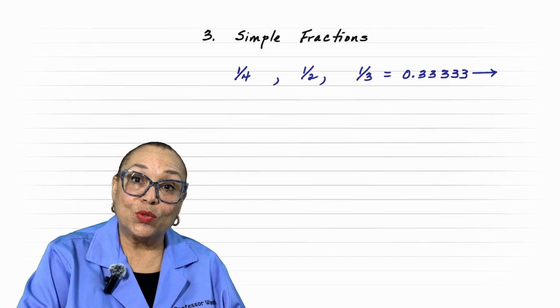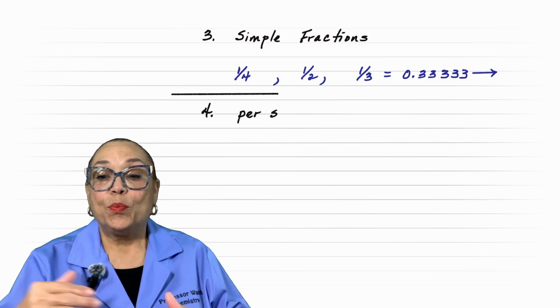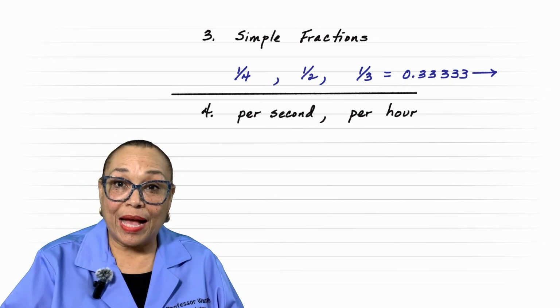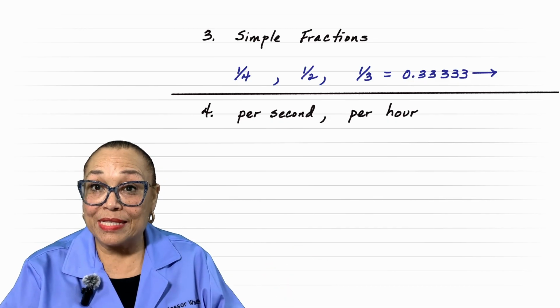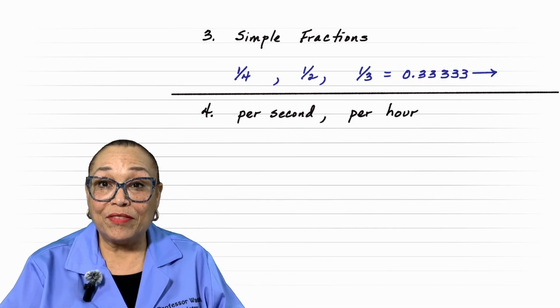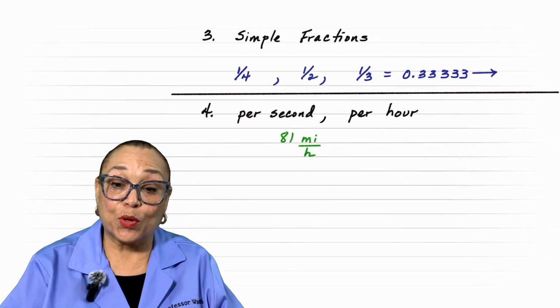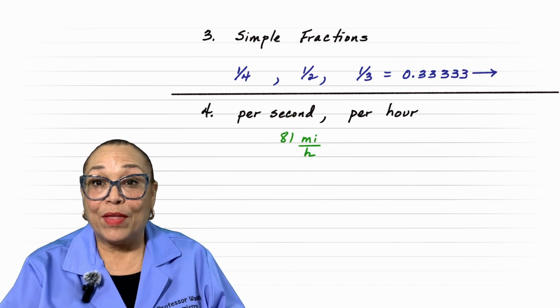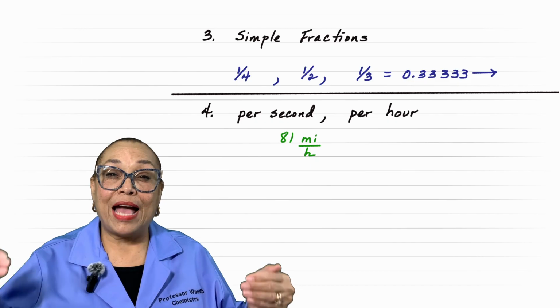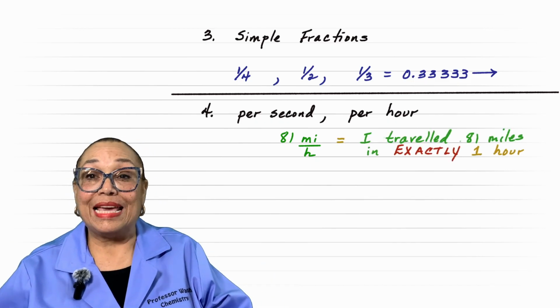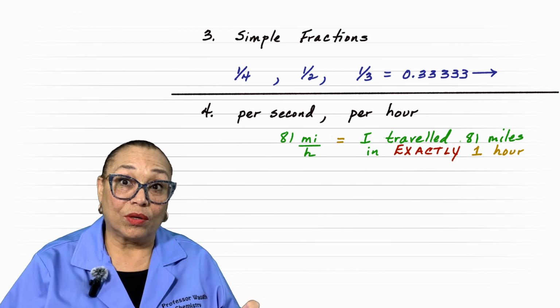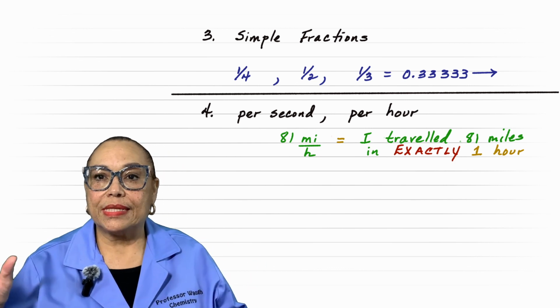Now let's go to rule number 4. Per second, per hour. True story. I got a ticket one day because I was on the freeway traveling 81 miles per hour. Now that meant that I would have actually traveled 81 miles in exactly 1 hour. I did have to go to school. Let's not talk about that.